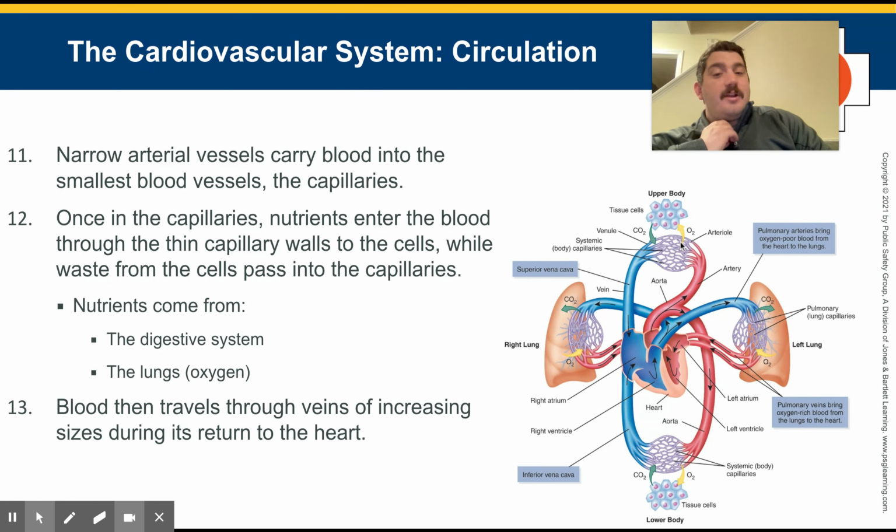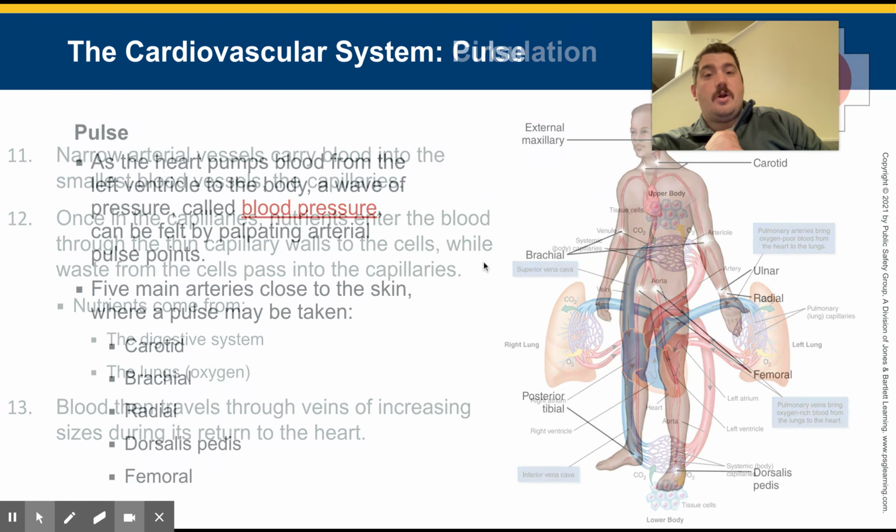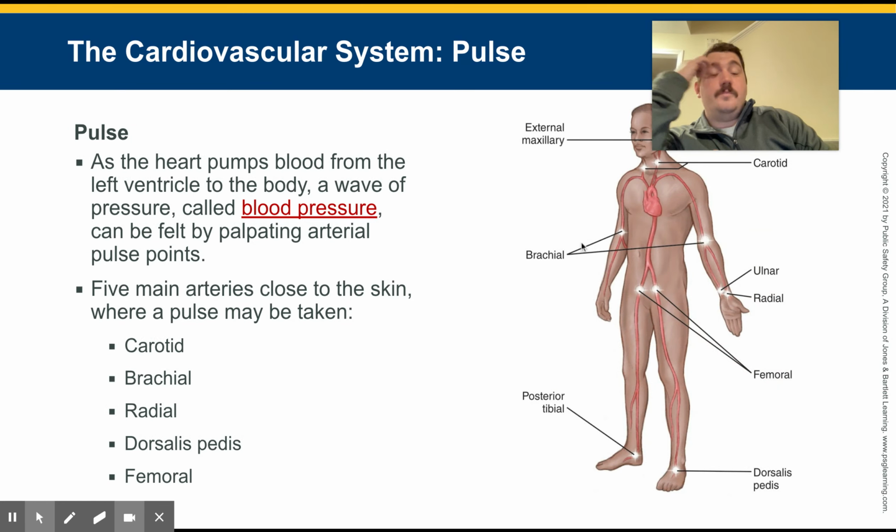Once it's in the capillaries, nutrients enter the blood through the thin capillary wall to the cells. So oxygen leaves, any food, sugar, those types of things. Carbon dioxide and waste comes out. And again, our digestive system plays a role here, and our respiratory system. Blood then travels back through the veins, getting bigger and bigger into bigger veins to return to the heart. Really cool. So that's the path through the heart.